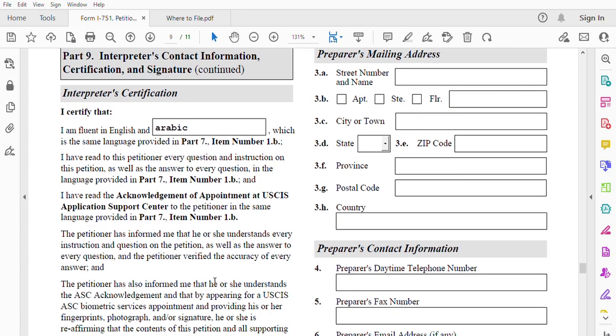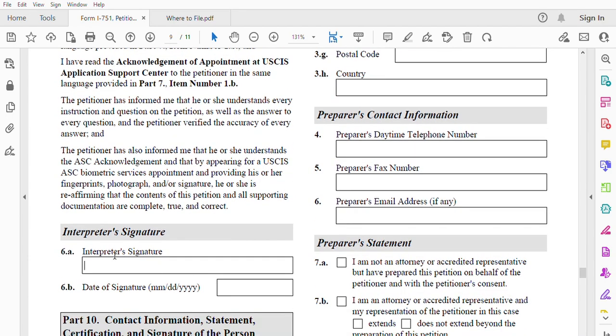So we're going to enter the interpreter's signature. Do not sign it until you print it. Do not initial it, and do not put your full name over here. Just date it: 4/29/2023. As I said, do not do anything until you print it, and then sign it.